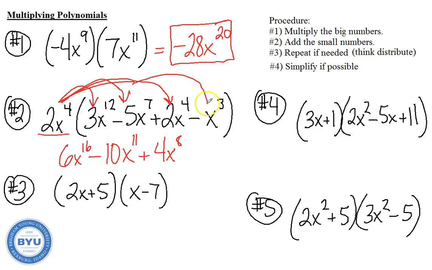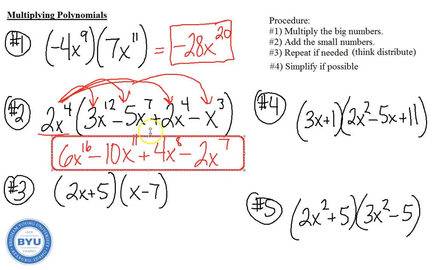And then I got to multiply it all the way down here to this last one. The number in front of this is a 1. So it's 2 times 1, that's 2. X to the, add the smalls, would be to the 7th. That right there is our answer to number 2.